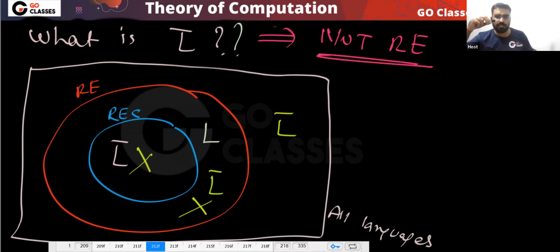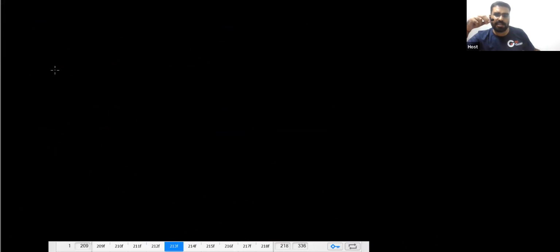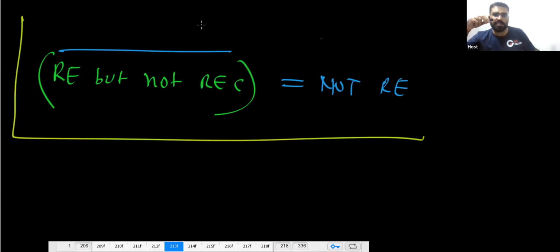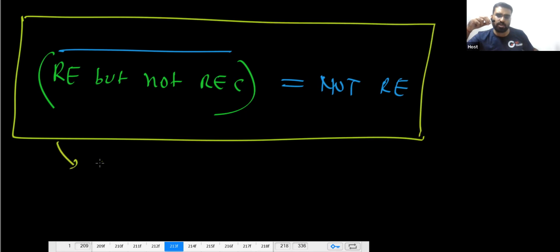Yes or no? Is this clear? So what is the result? The very important result: if your language is RE but not REC, then its complement will be not RE. And this result is very, very important. Why? Because when you apply the Rice theorem, once you get this result, then L complement is not RE. Is this clear? So RE but not REC, complement will be not RE. This result is very important.